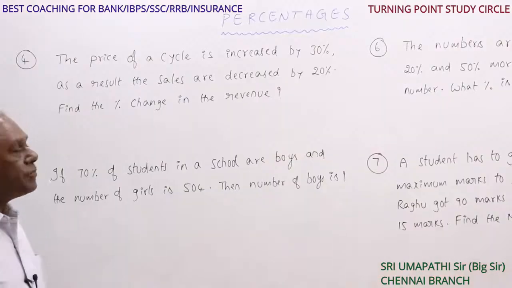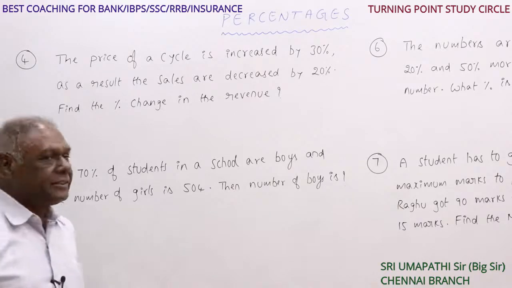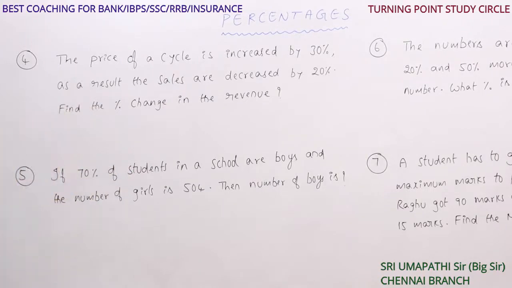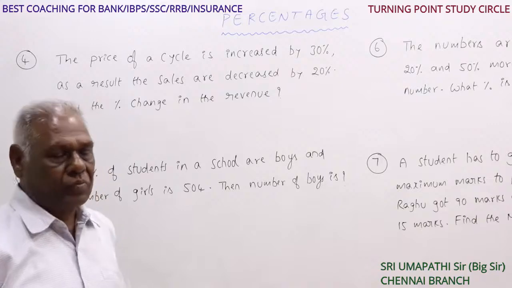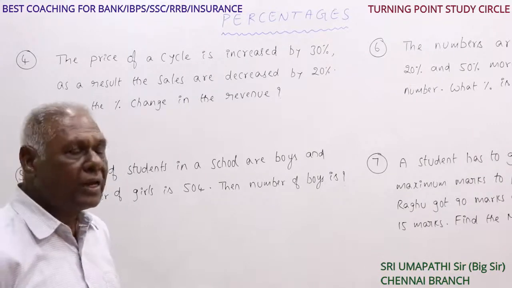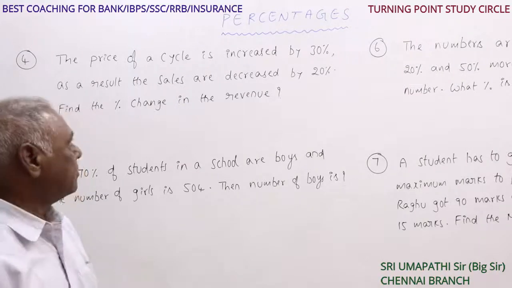So the price of a cycle is increased by 30%. As a result, the sales are decreased by 20%. So find the percentage change in the revenue. So this revenue depends on the price as well as on the sales. So here x and y are given, so we have to find what is the change in the revenue. So it is x plus y plus xy by 100%. So accordingly, for decrease and increase, we have to put the corresponding signs.